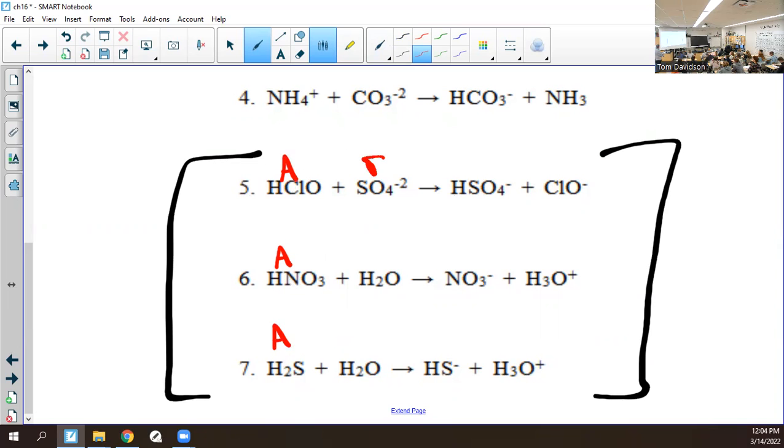That would mean these are bases, right? Now, it can be either, yep. So now, HClO comes over here. We have HSO4 and ClO minus. So this is an acid because it gave what away? Tell your partner. A proton or H.